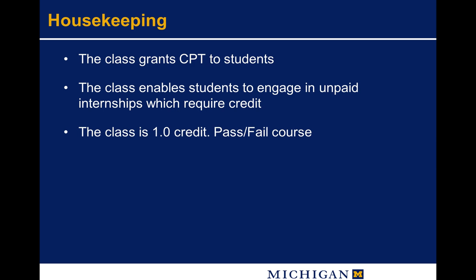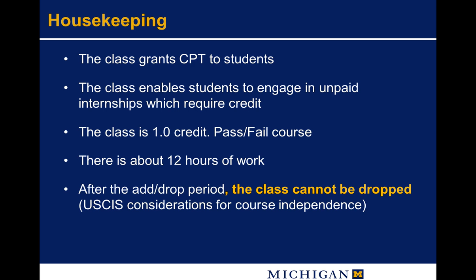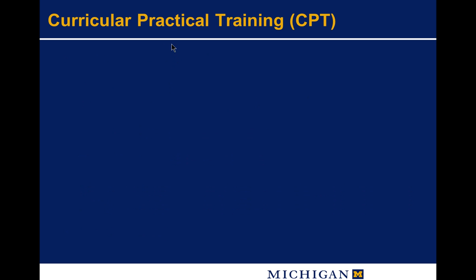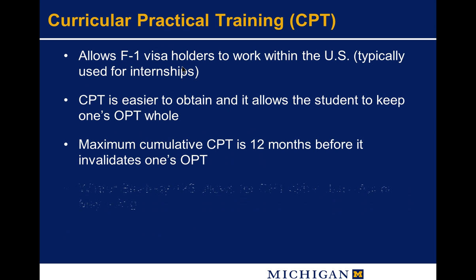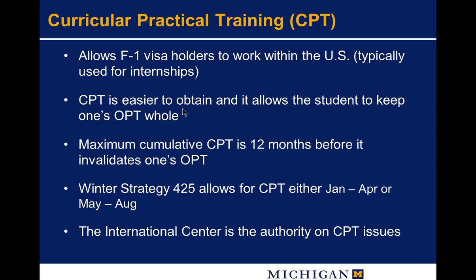The class is a 1-credit pass-fail course. There's about 12 hours of work, out of which 4.5 hours are actually just class time. And this class behaves like a regular class in that after the normal add-drop period, the class cannot be dropped. And the class can be taken twice, which, if you're thinking about work authorization, practically means that you can get CPT 2 times, so plan on that. These are details about CPT, which I will cover in a different video.